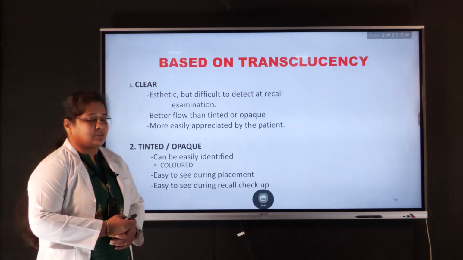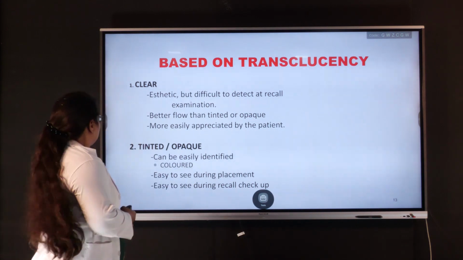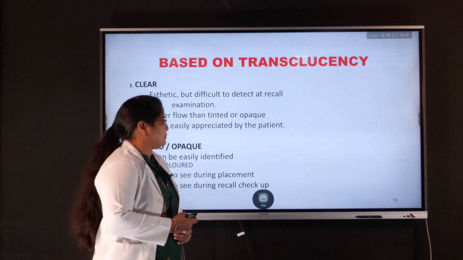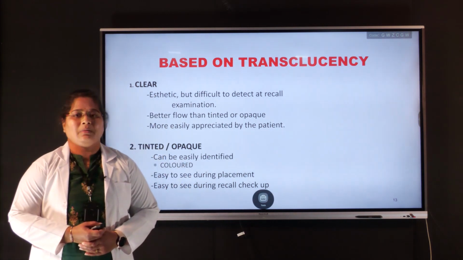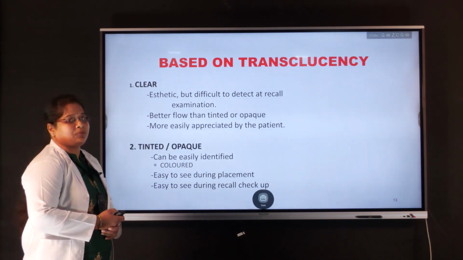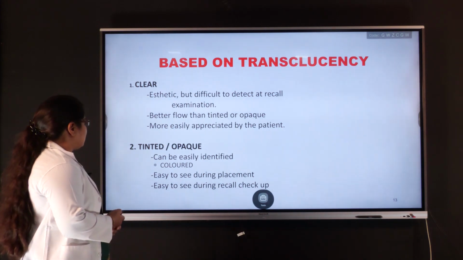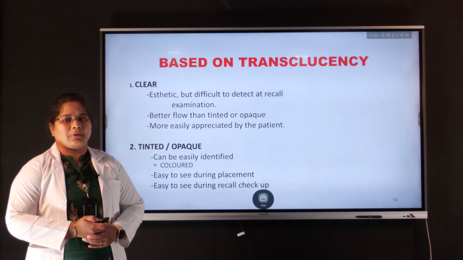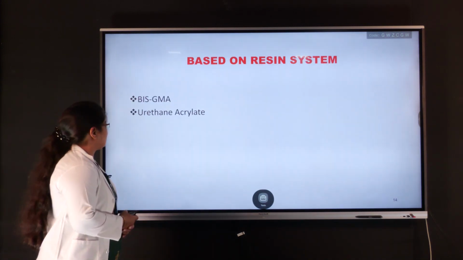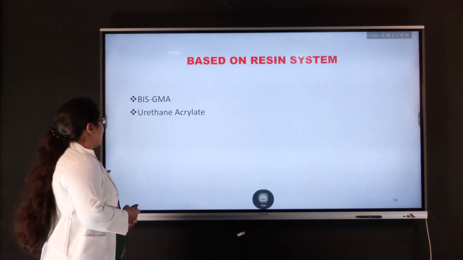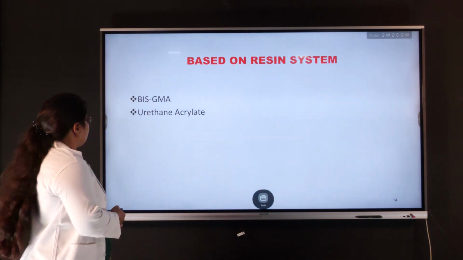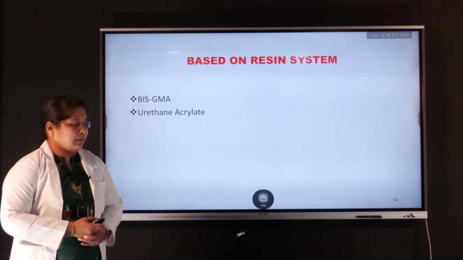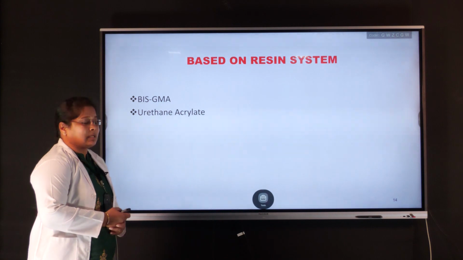Based on the translucency, clear and tinted or opaque. Clear sealants are well appreciated by the patients, and they can flow easily. Tinted and opaque sealants are colored. They can be appreciated during the procedure and during follow-up visits. Based on the resin system, BIS-GMA and urethane acrylate. BIS-GMA is the chemical component of bisphenol A, urethane methacrylate, glycidyl methacrylate.